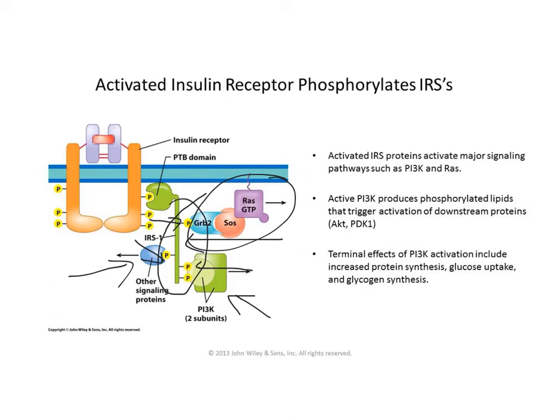One of the important impacts of phosphorylation of IRS is that it can lead to activation of a kinase called PI3K. And PI3K is an important kinase because it's important in glucose uptake and also in stimulating glycogen synthesis.